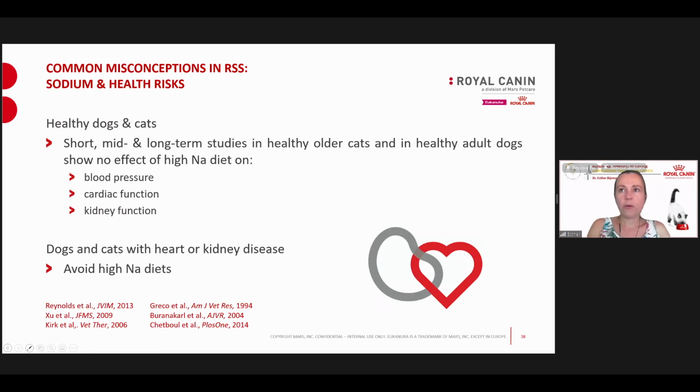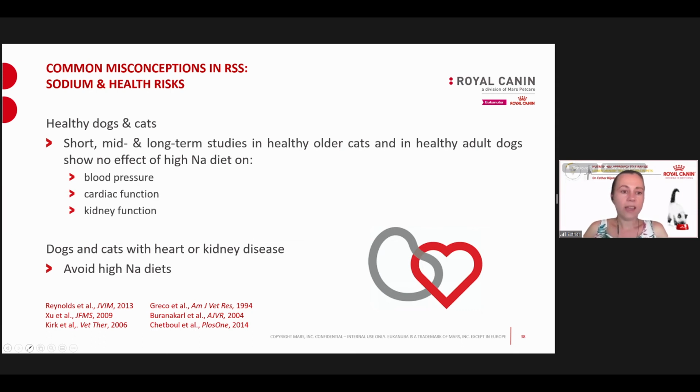So let's touch quickly on misconceptions in RSS. First of all, sodium and health risks. Of course, many of you might think, whoa, high sodium diets to dilute the urine, isn't this risky? Multiple studies, all referenced here at the bottom of the slides, have been performed. Short studies of 14 days, mid studies of 6 months, and long-term 5-year studies in healthy older cats and healthy adult dogs show absolutely no effect of high sodium diet on blood pressure, cardiac function, and kidney function.